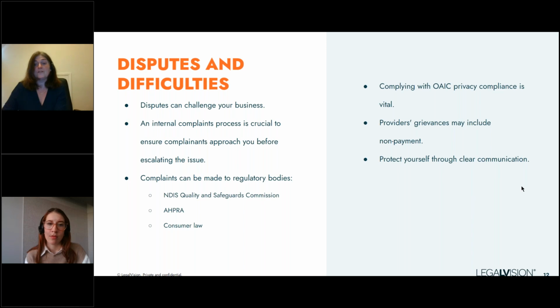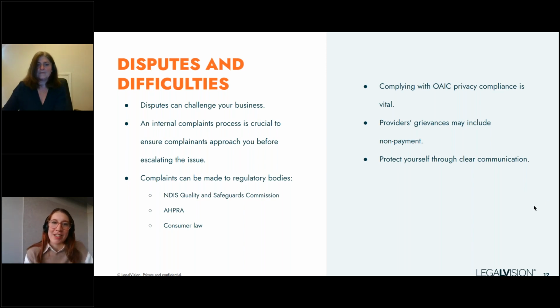We also see a number of disputes in SIL housing where there is damage to the property. We do have a leasing team that deals with these matters, and we can provide advice on how to handle disputes and property damage, and in some cases, eviction of participants. Steph will now conclude by discussing the importance of compliance with a number of other laws.